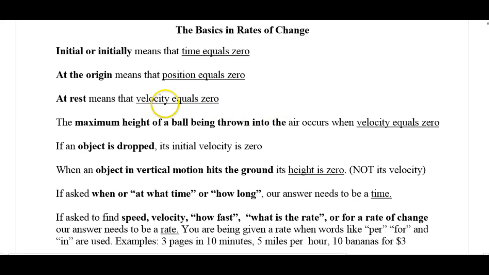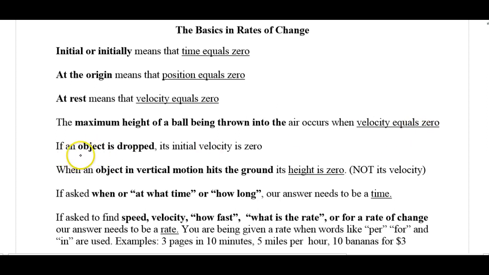So when an object is at rest, we set the velocity equal to 0. So to find the maximum height of a ball being thrown into the air, that occurs when the velocity equals 0. Once we find that time, when the velocity equals 0, we plug it back into the position function because the problem is asking us for the maximum height of the ball. If a problem is asking us for a height, we don't want to give an answer that's a time. But to find the maximum height, we're going to have to find the time when the maximum height is achieved, and that time is going to occur when velocity equals 0.